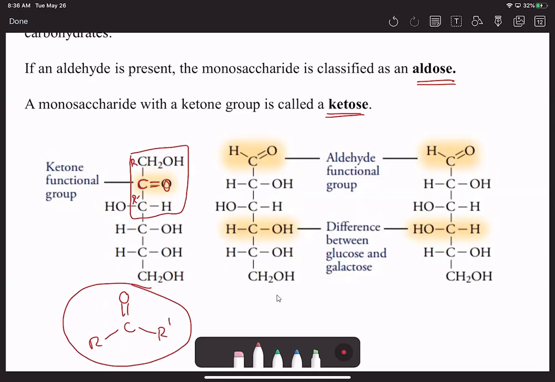So I'm not going to have you memorize a bunch of structures like this, but there are going to be parts of these sugars, these carbohydrates, that I do want you to know, right? You have to be able to recognize this aldehyde functional group, and you have to be able to recognize this ketone functional group so that you can identify a ketose and you can identify an aldose.